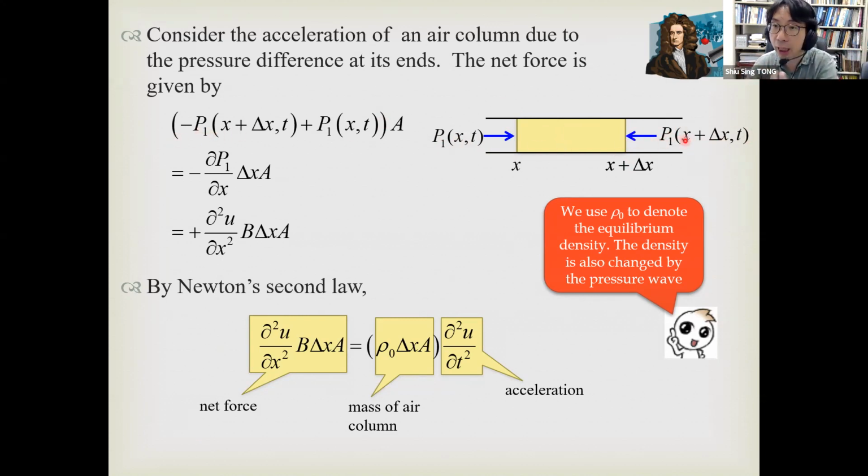For this side, we have P1 at x plus delta x, with a minus sign because it's exerting the pressure on the column in the negative x direction, right? So we have a negative sign. And on the other side, we have the pressure P1 at x, which is exerting the force in the positive direction. So we have a plus sign here.